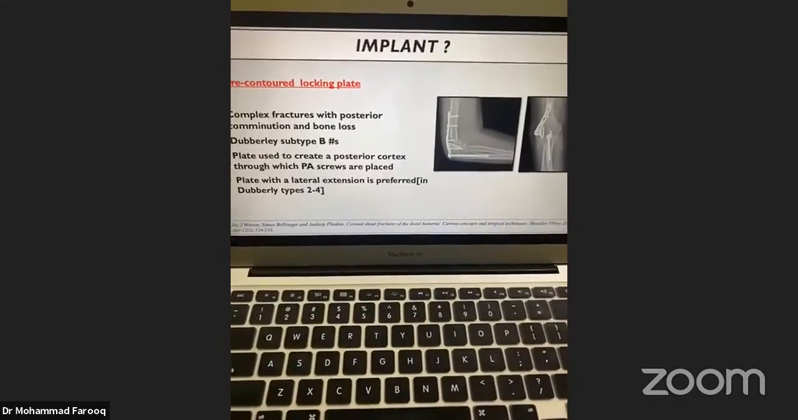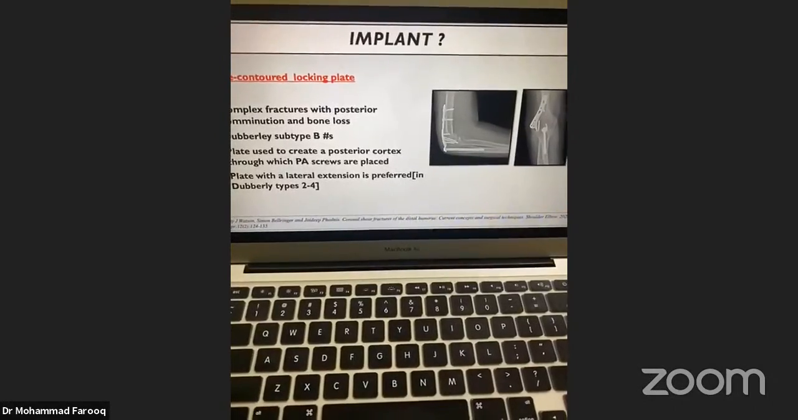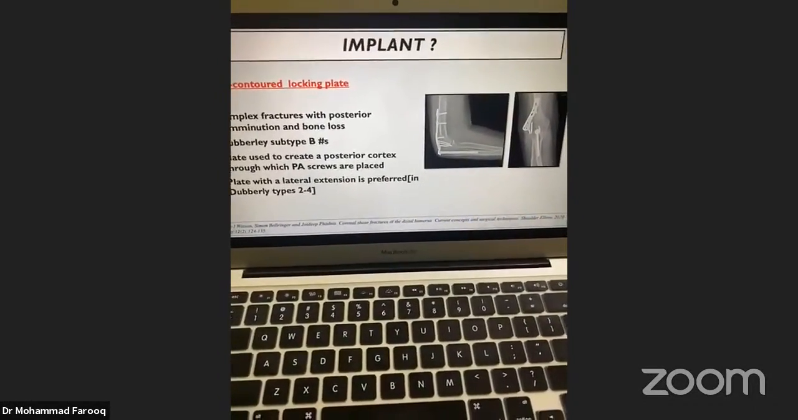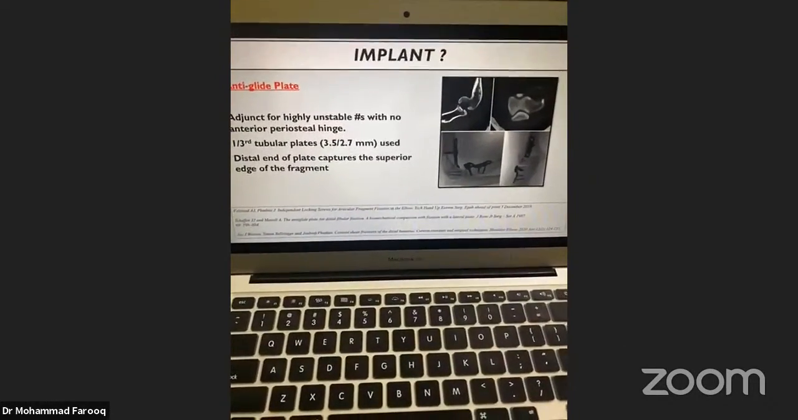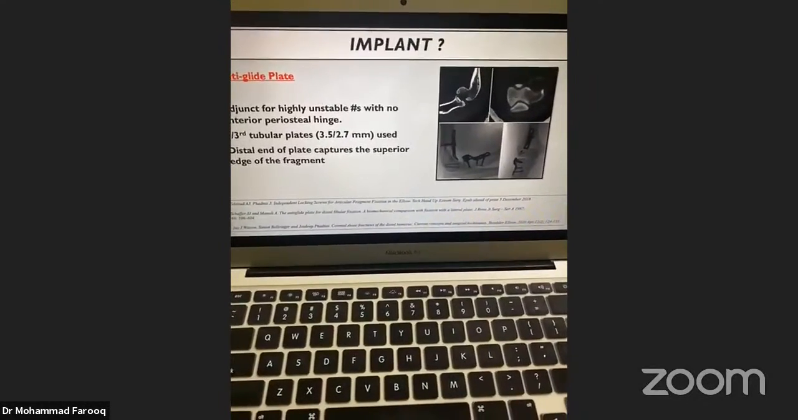Precontoured locking plates have also been used, as in Dubberley subtype B fractures, where a plate is used to create a posterior cortex through which posterior to anterior screws are placed. Anti-glide plates are also being used for highly unstable fractures with no anterior periosteal hinge.